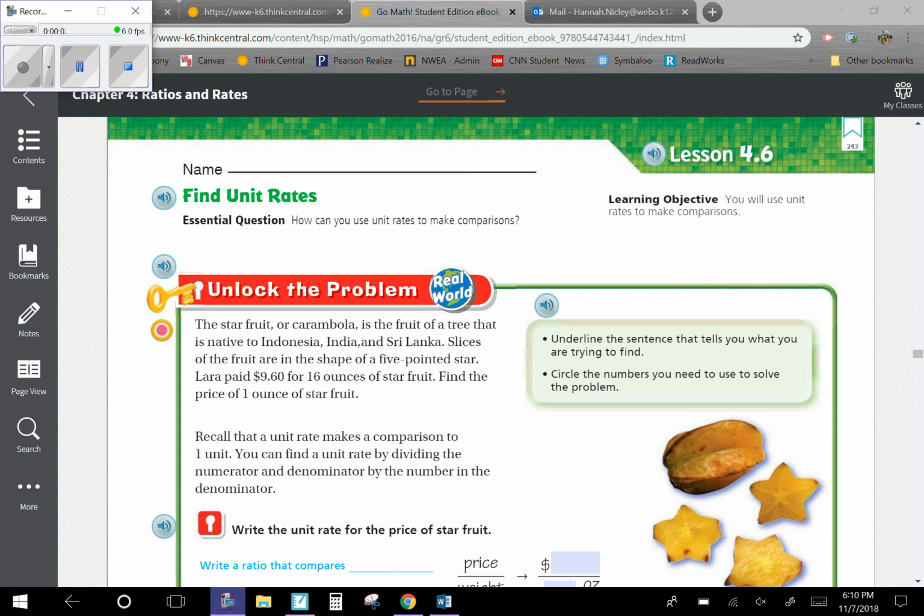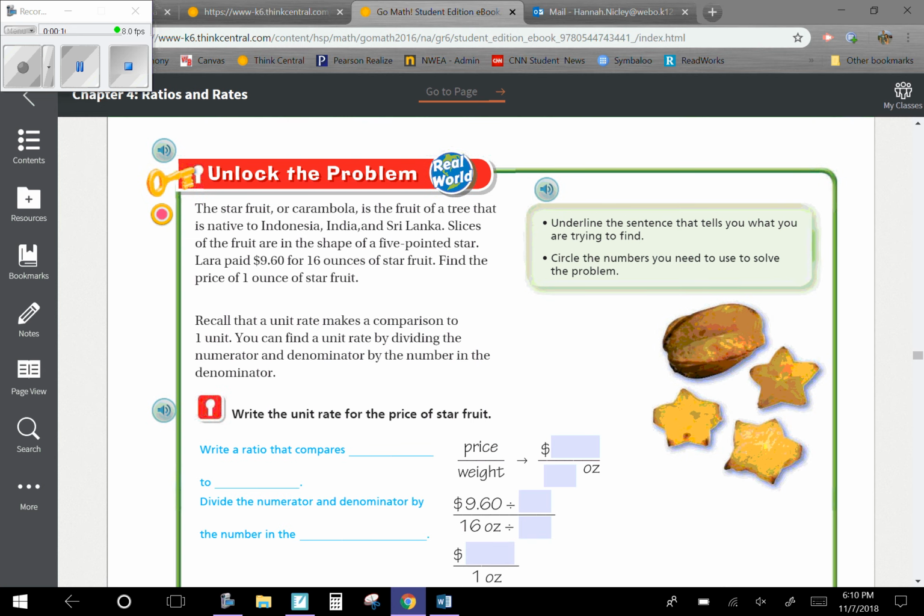Chapter 4, Lesson 6, Find Unit Rates. Our learning objective is that you will use unit rates to make comparisons.